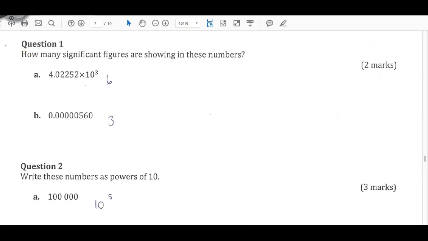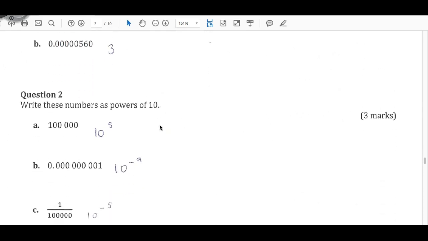All right, so how many significant figures in these numbers? Remember, for significant figures we don't include any leading zeros. Here we're starting with the number 4, which is fine. Zeros in between we'd also count. So we've got 1, 2, 3, 4, 5, 6 significant figures. In question B, we don't include any leading zeros, but anything after that we do. So we've got the 5, the 6, and the 0. So we've got 3 significant figures.